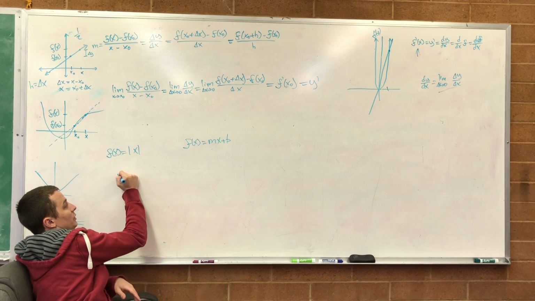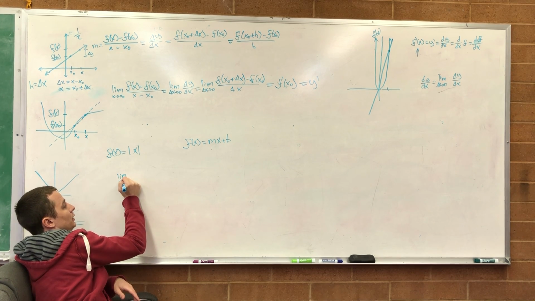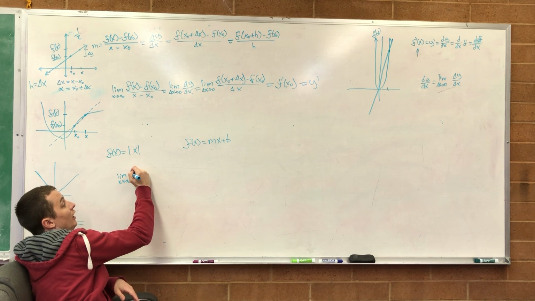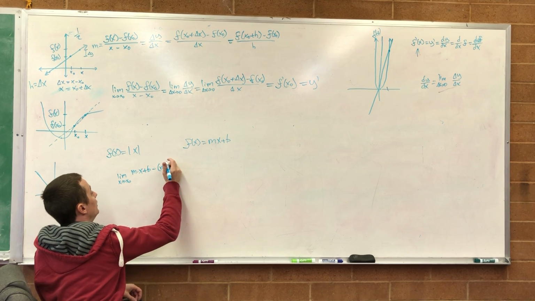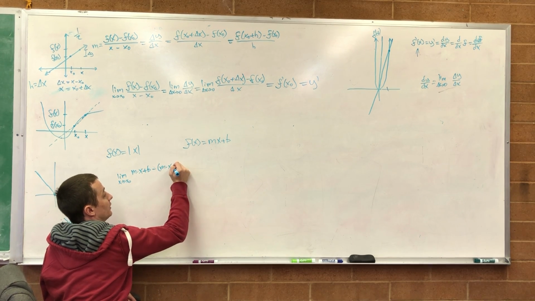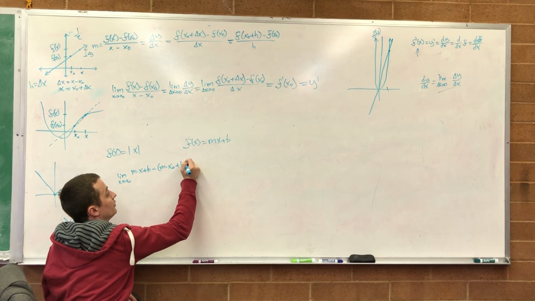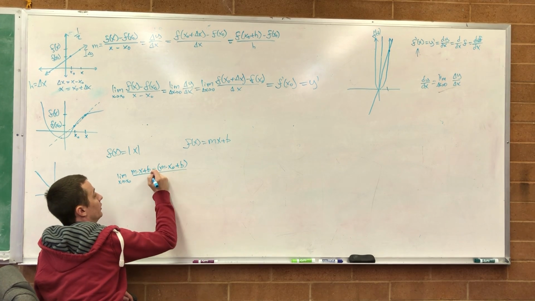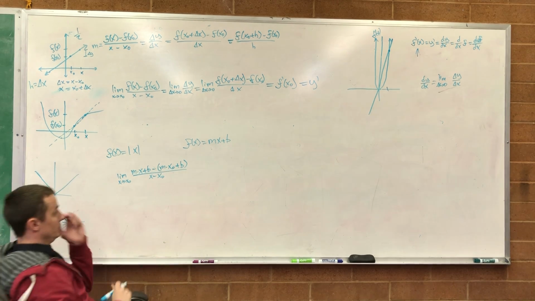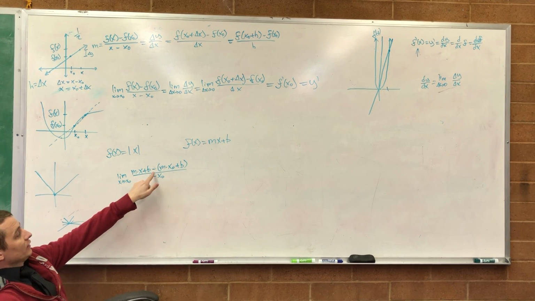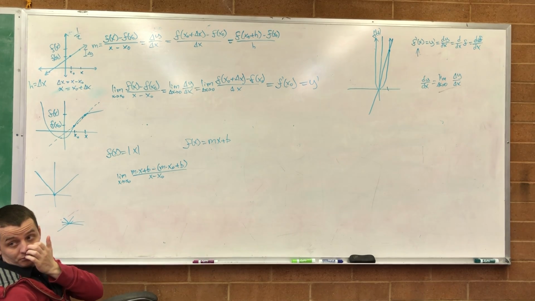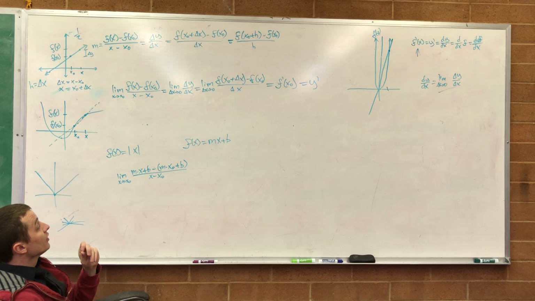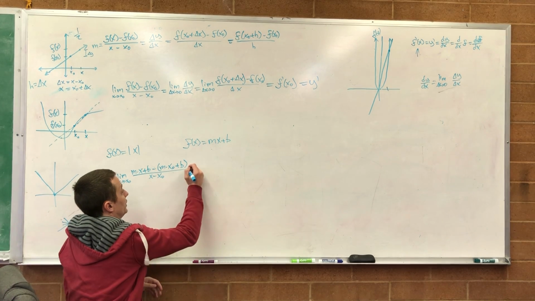So we're going to look at the limit as x approaches x naught of mx plus b minus mx naught plus b, all over x minus x naught. That's f of x minus f of x naught all over x minus x naught. So what are we going to get?